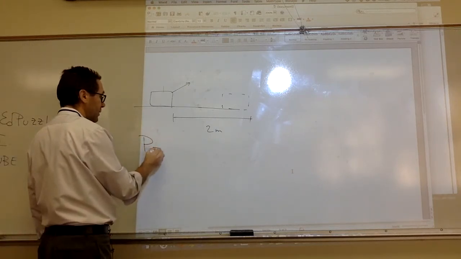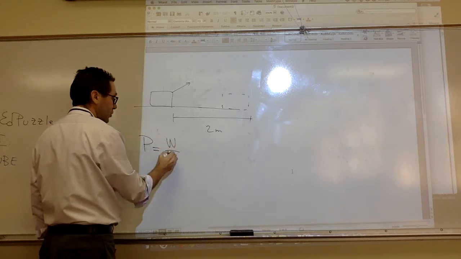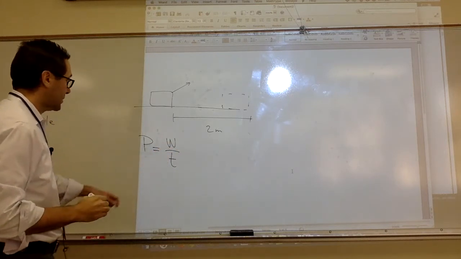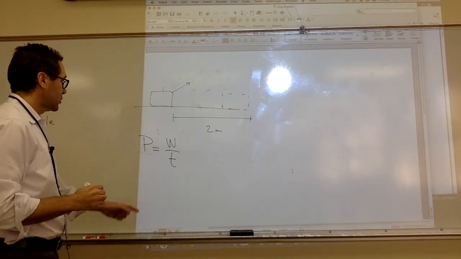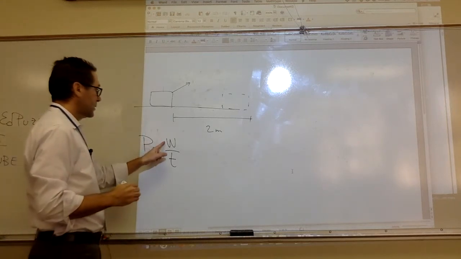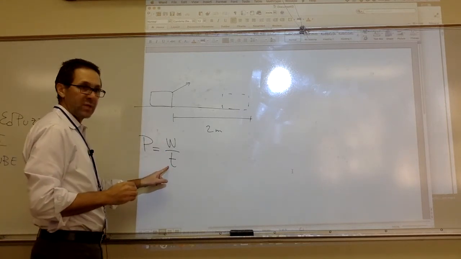So power is basically how fast we do the work. It's the rate at which we do the work. So power is work divided by time.